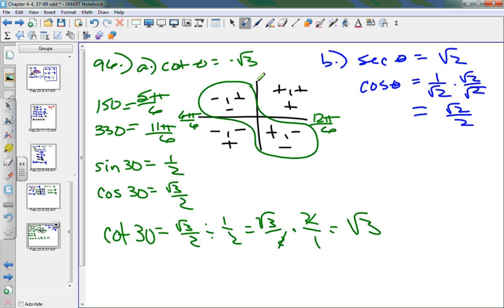So what angle has a cosine of the square root of 2 over 2? We know that, don't we? We know that's 45 degrees. So what angles have cosine being positive? Quadrants 1 and 4. Okay? So now, what angle am I talking about in quad 1? 45, which is pi over 4.